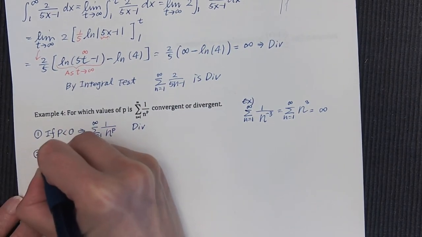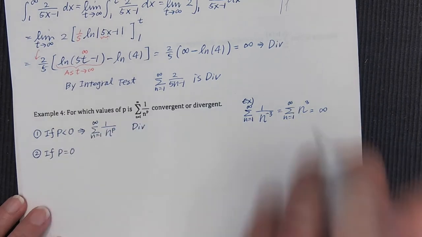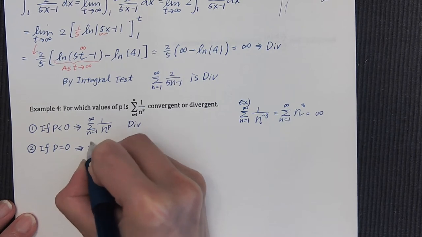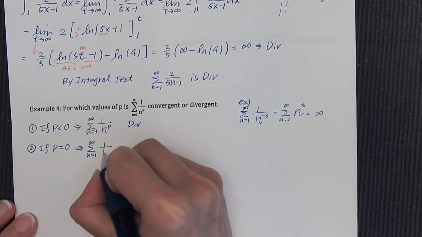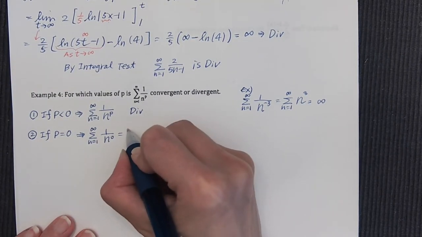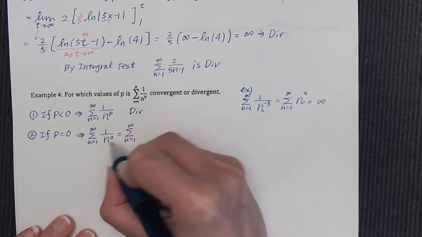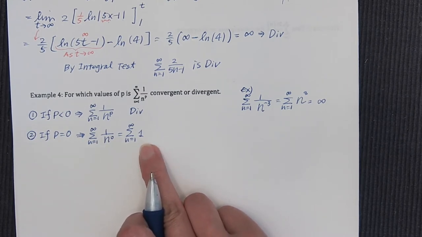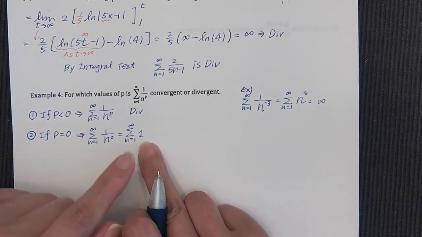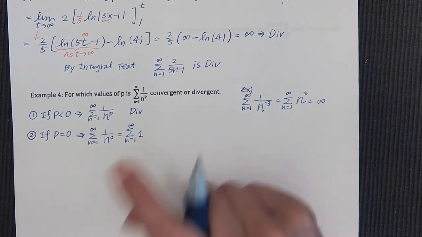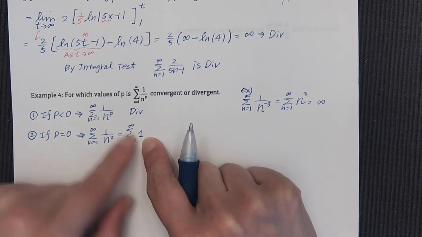Then number 2. If P is 0, what's happened, right? Summation n equal 1 to infinity, 1 over n to the 0 power. What's this guy? Okay. 1, right? n to the 0 power is 1. Do you understand what this means? There is no n, but there is a 1. This meaning is 1 forever.